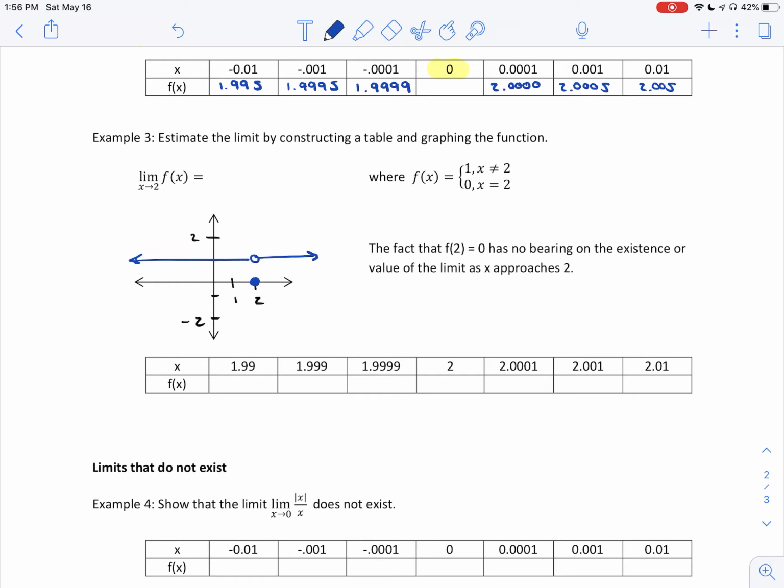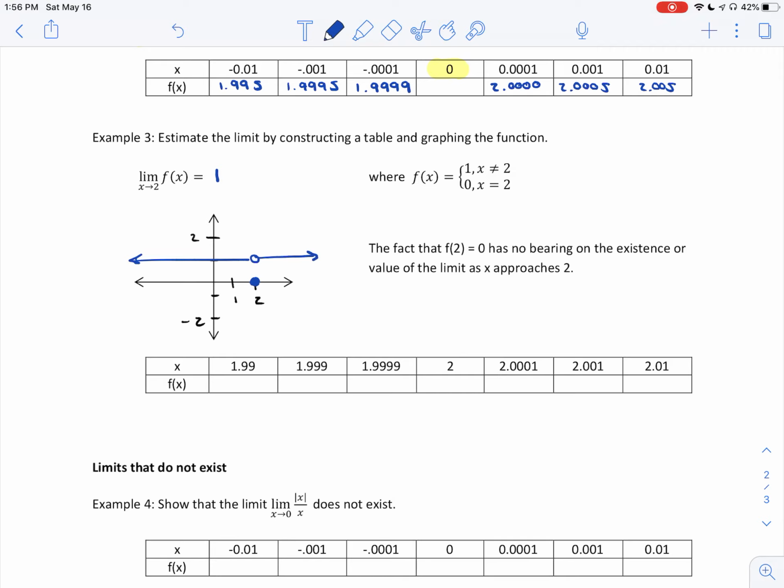All right, so now if we think about our limit, so we're looking for the limit as x approaches 2 of f of x. So if we look at our graph, as x approaches 2 from the left-hand side, our y values are approaching 1. As x approaches 2 from the right-hand side, our y values are approaching 1. Doesn't matter that we have that point there at 2, 0. That doesn't affect our limit. All that matters is what's happening just to the left and the right of that x equals 2 value. So in this case, our limit is equal to 1.